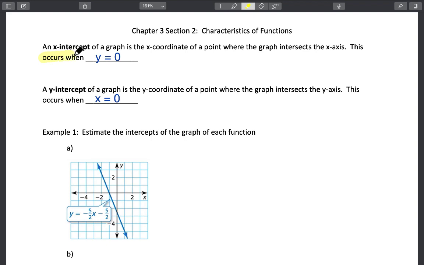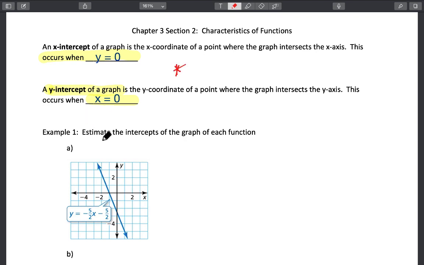And this occurs when y is equal to 0. In other words, you can find the x-intercept when y is 0. Conversely, you can find the y-intercept of a graph when x is equal to 0. And this is the point where it's going to cross the y-axis. So if you ever want to find the x or the y-intercepts, then simply substitute 0 in for the other coordinate. And that's a key concept for today.